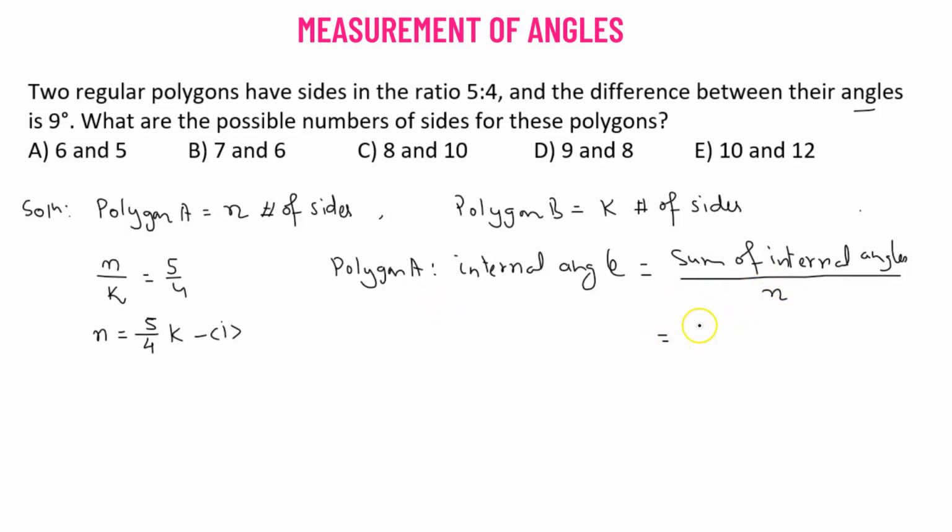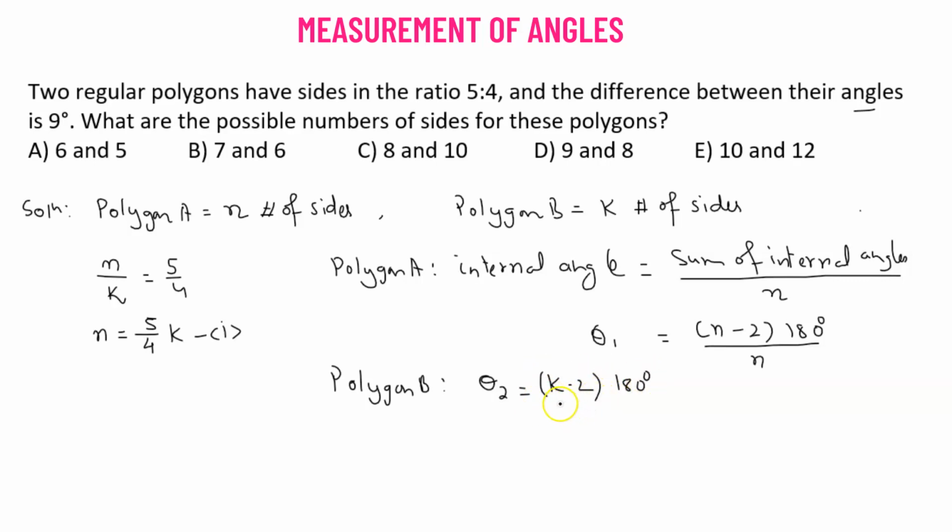What's the sum of internal angles? That's given by the formula (n minus 2) times 180 degrees. That's the sum of internal angles, and we are going to divide it by n, and this is going to be the measure of one internal angle. Let's call it theta 1 for the time being. And then for polygon B, the measure of internal angle theta 2 is going to be, since it has k number of sides, (k minus 2) multiplied by 180 degrees, which gives us the sum of the internal angles, divided by k. This is now going to give us the measure of each internal angle. Now theta 1 minus theta 2, it's given here that that's 9 degrees.